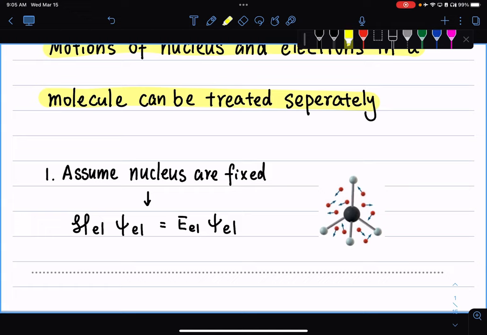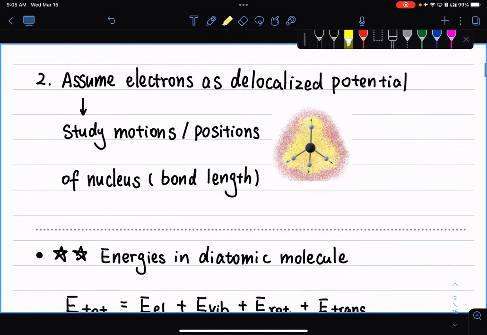So the idea here is that electrons are moving way faster compared to the nuclei. So from the perspective of the electron, because they're moving way faster, they feel the nuclei are fixed. The second part of the Born-Oppenheimer approximation is we're assuming electrons are delocalized potentials.